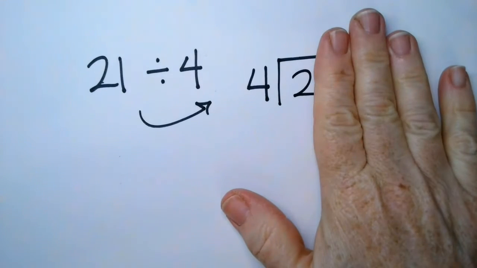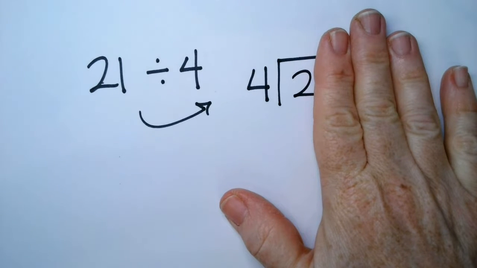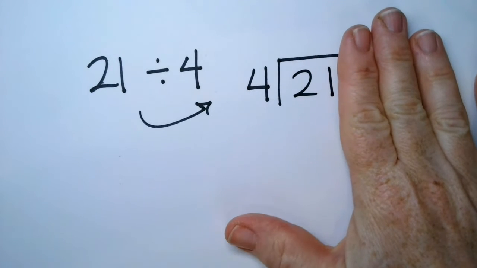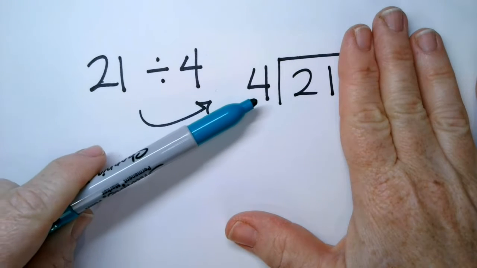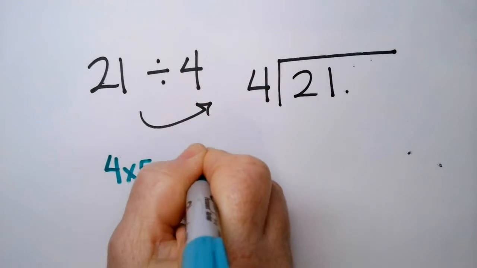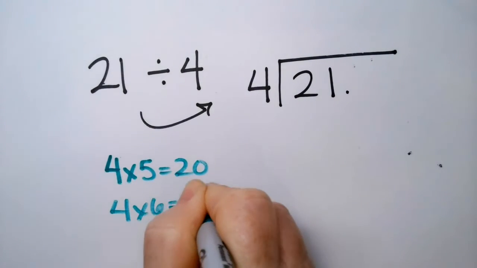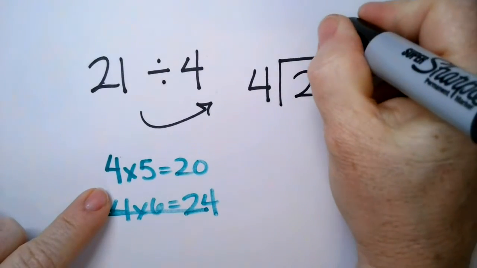You take your fingers and you go, 4 goes into 2 none times. So then you move your fingers over. 4 goes into 21. How many times? 4 times something. Can you get close to 21 but without going over? 4 times 5 is 20. What is 4 times 6? That is 24. That's too big. All right, so we're going to use 4 times 5. So put the 5 up here.